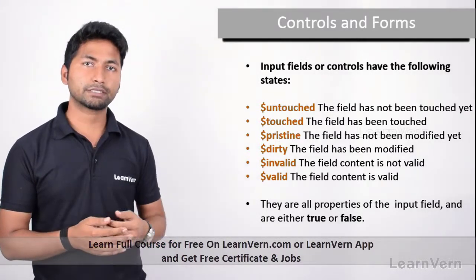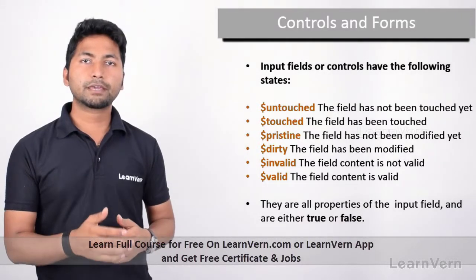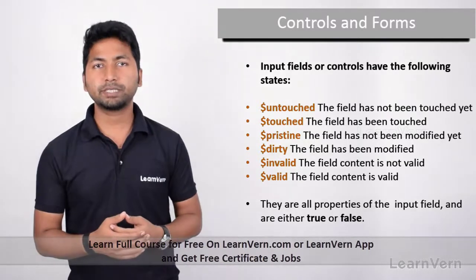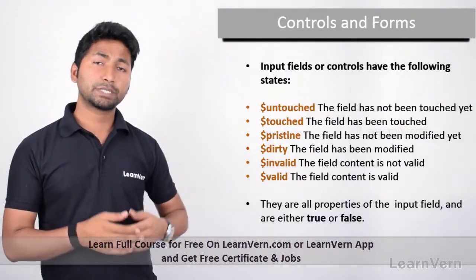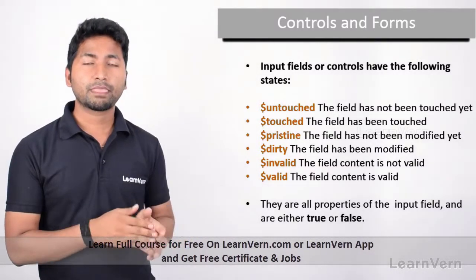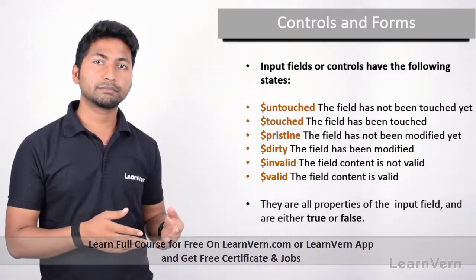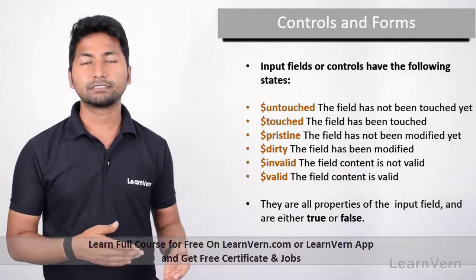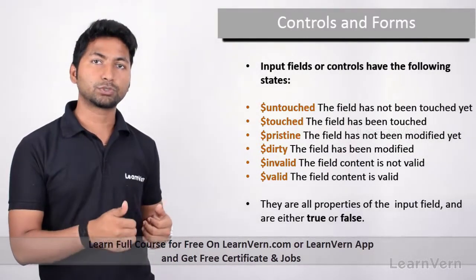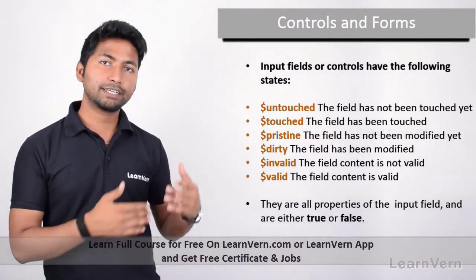So let's come to the case of $pristine and $dirty. When I am using $pristine and $dirty, what does it mean? When I am using $pristine, it means that element has not been modified, okay. So this is the case of $pristine, and $dirty means that element has been modified. So in that case it will count that as $dirty is true. Okay, so in this way these are the states for input elements.